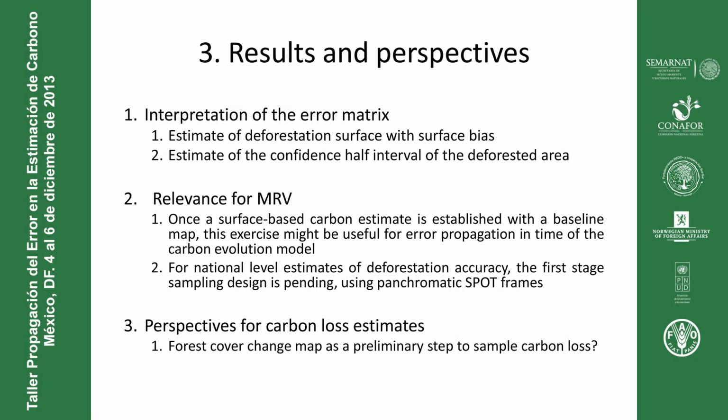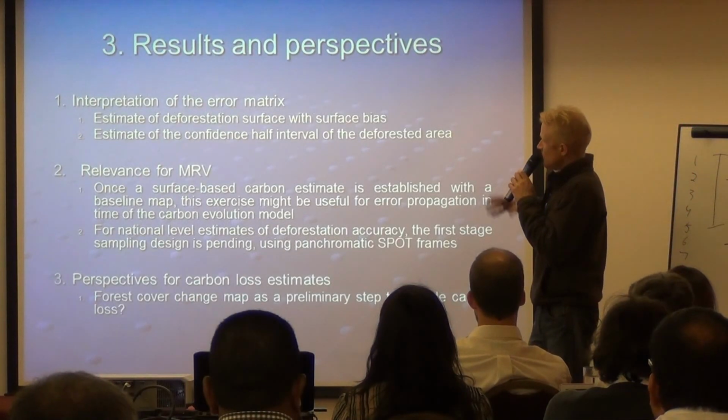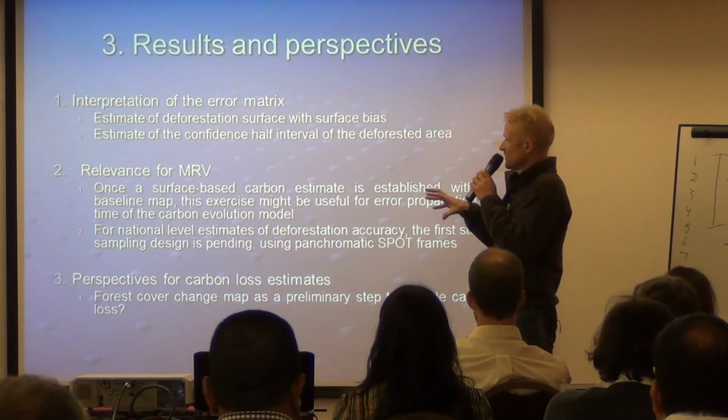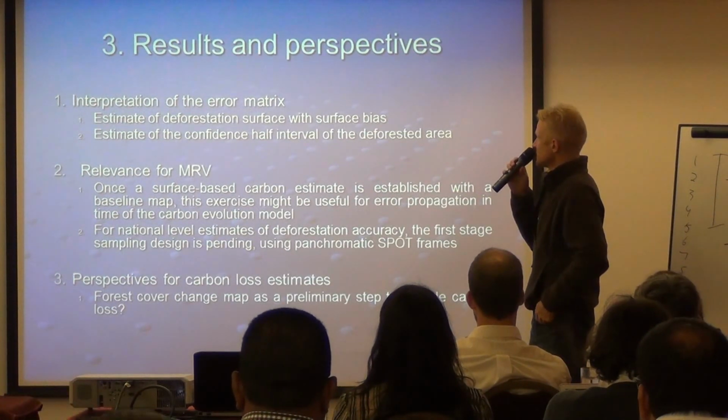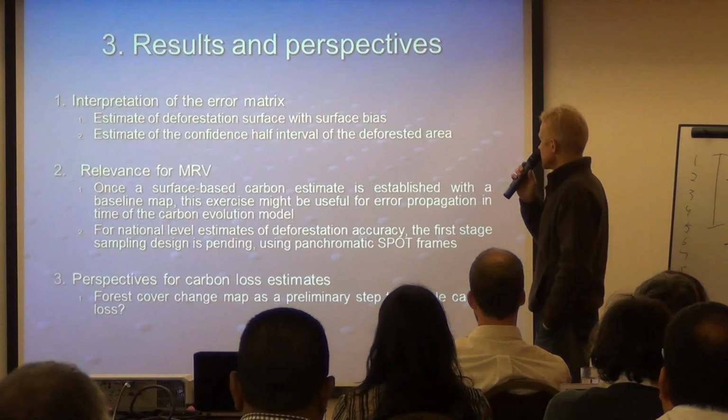Then, in terms of relevance for MRV, this is another approach, different than looking at each date separately and then trying to estimate carbon change within error margins, and would allow us to base ourselves on a baseline map for one date, and then try to calculate the error propagation in time.